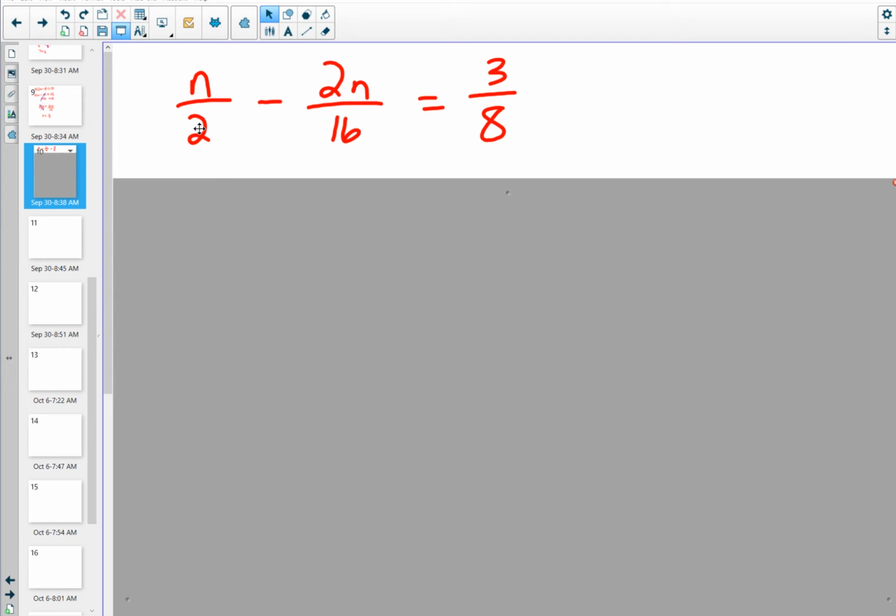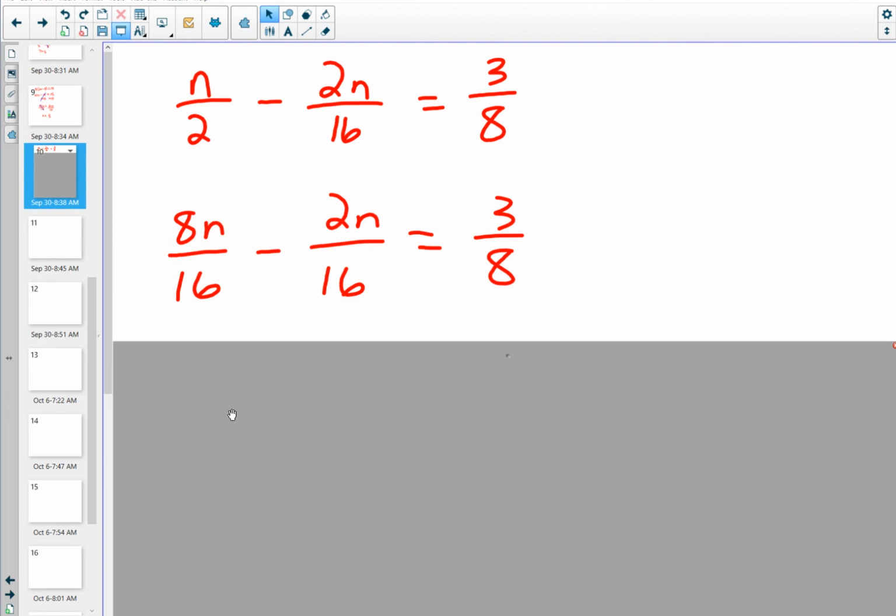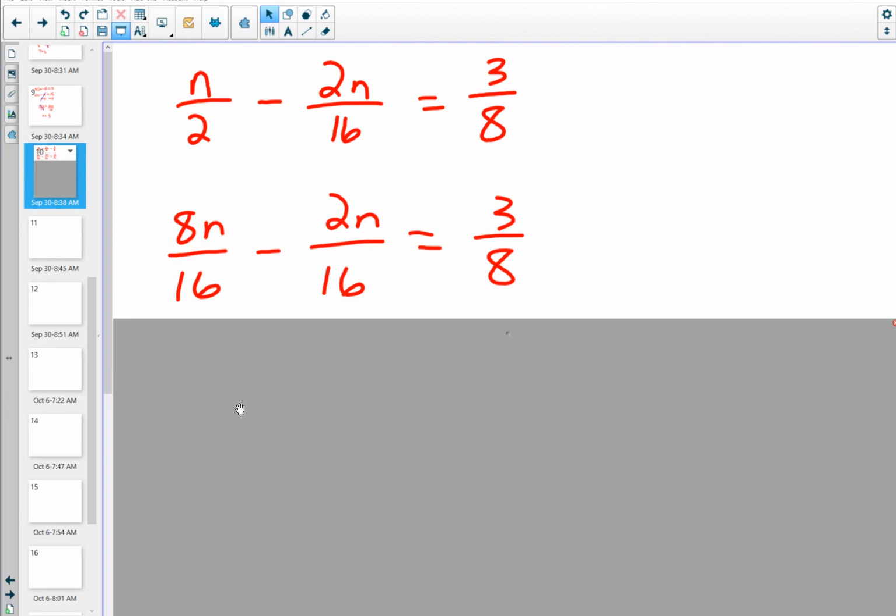Elizabeth, what's the LCD of 2 and 16? 16. So I write a 16 on the bottom. I'm gonna get halfway through this, and you guys are gonna be like, "Oh, I don't get it." Now listen. On this new line that I just revealed, everything looks the same except for the 8n.